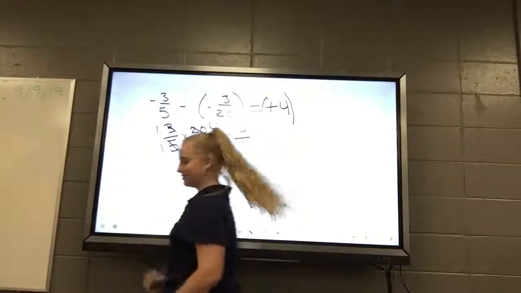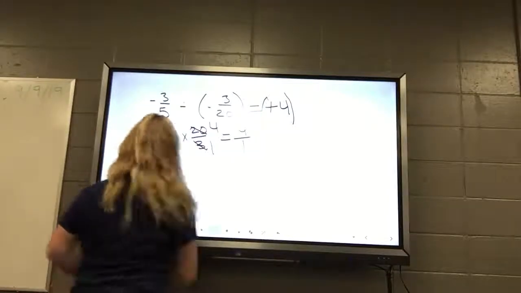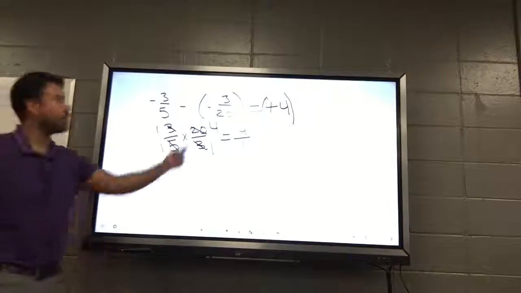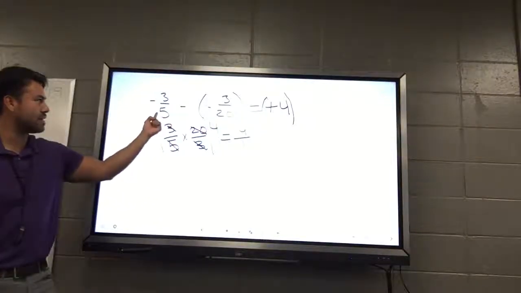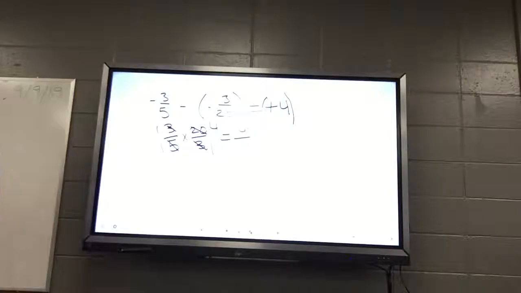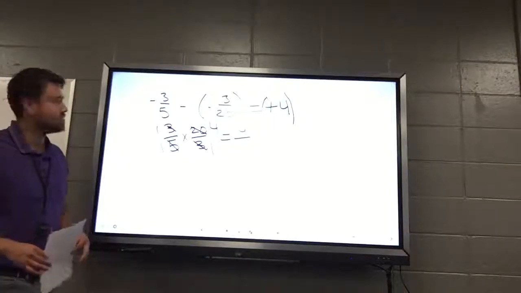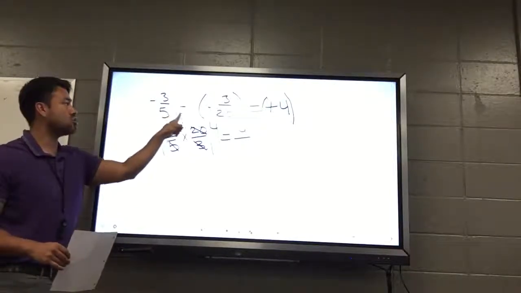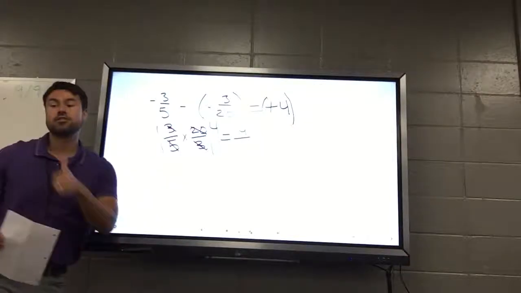All right, so she got an answer of 4. Is that correct? Yes. How many groups of 3/20ths can fit into 3/5? 4. That's what you're saying. Remember, stay, change, flip. So make sure you do that.